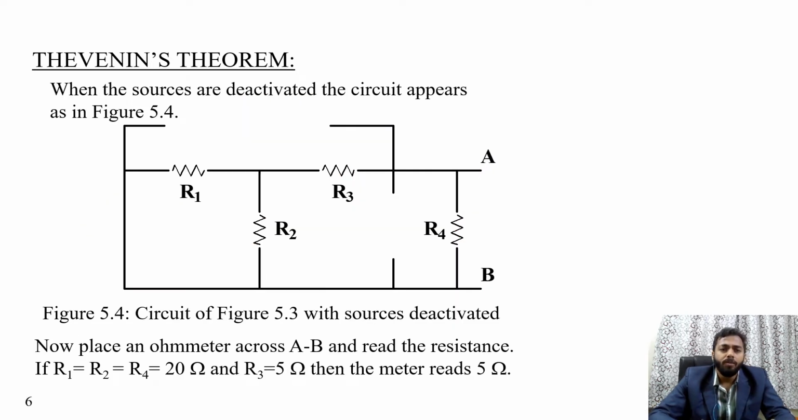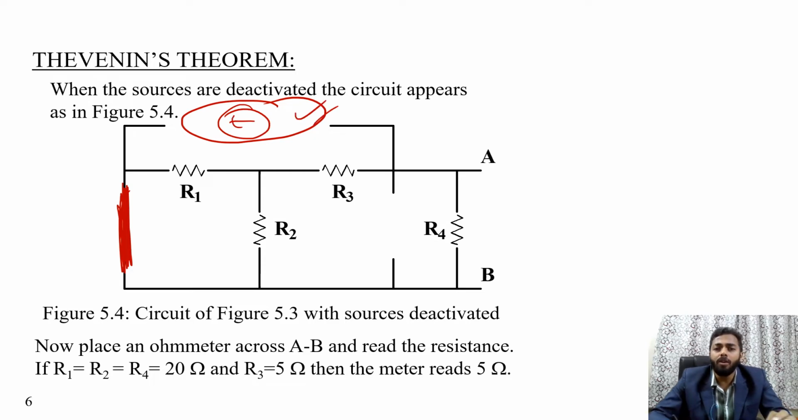In Thevenin's theorem, we have to disconnect the current source and short the voltage source. Disconnecting the current source means removing it from between its terminals, and you short the voltage source. Previously it was a voltage source, now it is shorted, and previously it was a current source, now it is open. Then only we have deactivated the voltage and current sources.